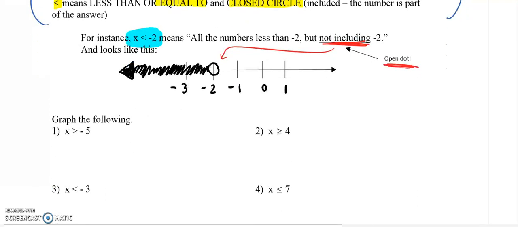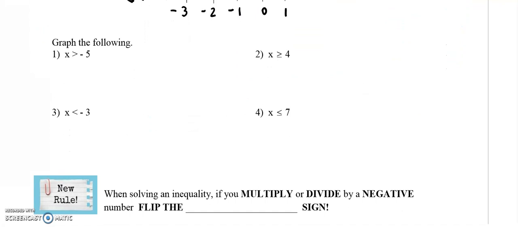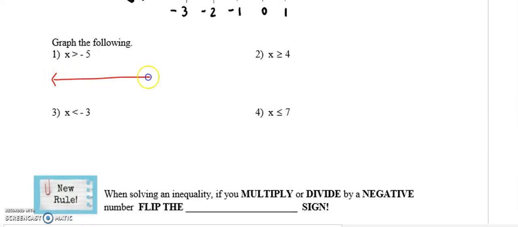Okay, so let's test this out. Let's try graphing a few. Number 1, it says x is greater than -5. So the first thing I'm going to do is draw maybe a straighter line for my number line. There we go. And I'm going to plot -5 down. Now one thing we like to do is have a few numbers on each side just to make sure we know which side's smaller and which side's bigger. So to the left side we should get more negatives, so like -6, -7. And on the right side we should get less negatives, so -4, -3.